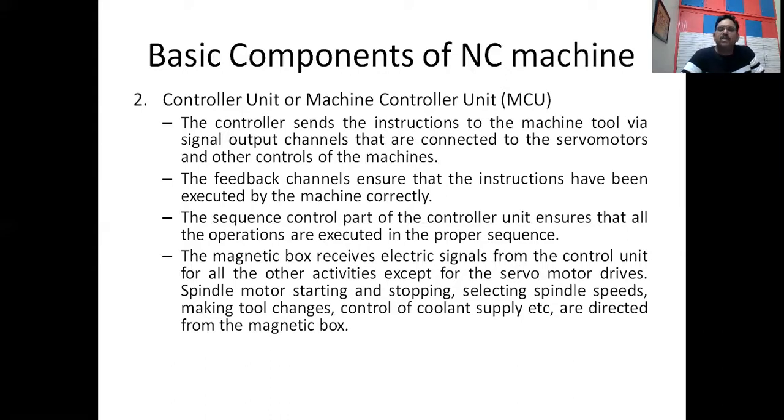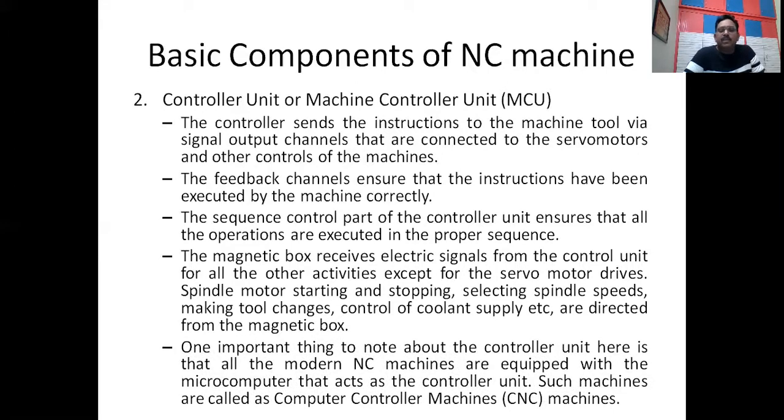So you need not go to the control unit. Some of the instructions we can give to the magnetic box, not all, not the real production, but the starting and stopping of spindles and all these things we can give from the magnetic box.